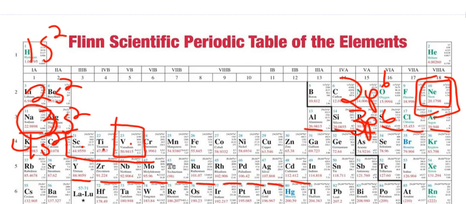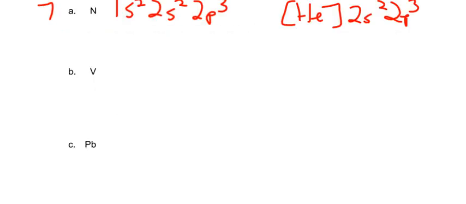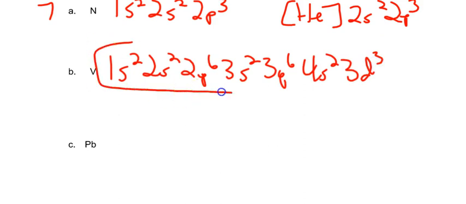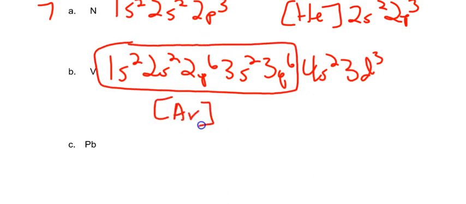So let's go back and write that down. Okay, so we have 1s2, 2s2, 2p6, 3s2, 3p6, 4s2, 3d3. So go back to your noble gas, and that would take care of this. This is argon, I believe. So argon goes in brackets. Now we have 4s2, 3d3. Why don't you take a minute out, and why don't you do lead on your own?